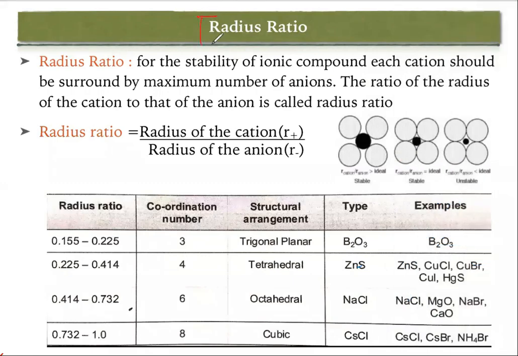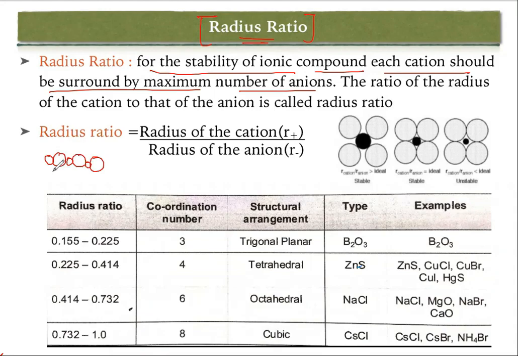Next we'll discuss radius ratio. What does radius ratio tell about? For the stability of an ionic compound, each cation should be surrounded by the maximum number of anions. So we'll start from these basics. Take any solid. A solid is an arrangement of atoms, right? That arrangement also decides the stability of the compound. Suppose atoms are properly arranged, then that solid is considered a most stable solid.